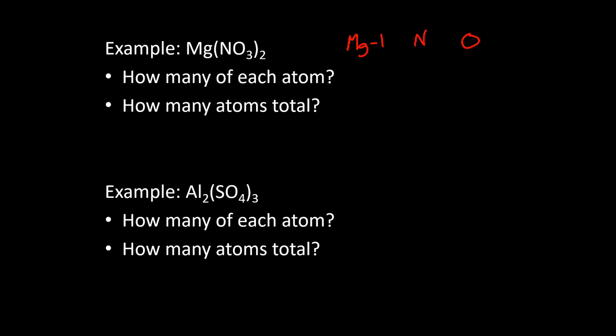And beyond that, because there's a subscript outside of those parentheses, this subscript applies to everything inside the parentheses. So we actually have 2 nitrogens, because each nitrate has 1, and we have 2 nitrates, and we have 6 oxygens. Each nitrate has 3, and we have 2 of them. So we have 1, 2, and 6, which gives us 9 atoms total.